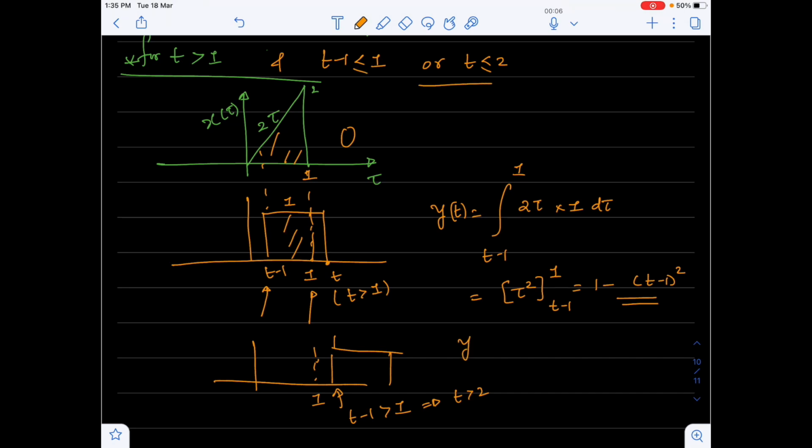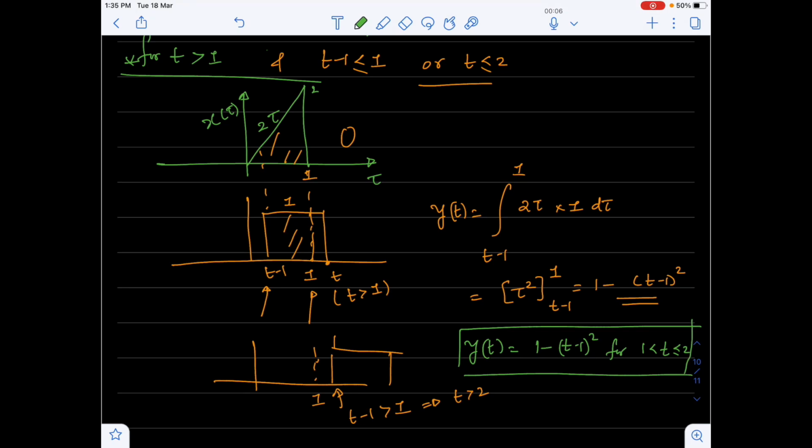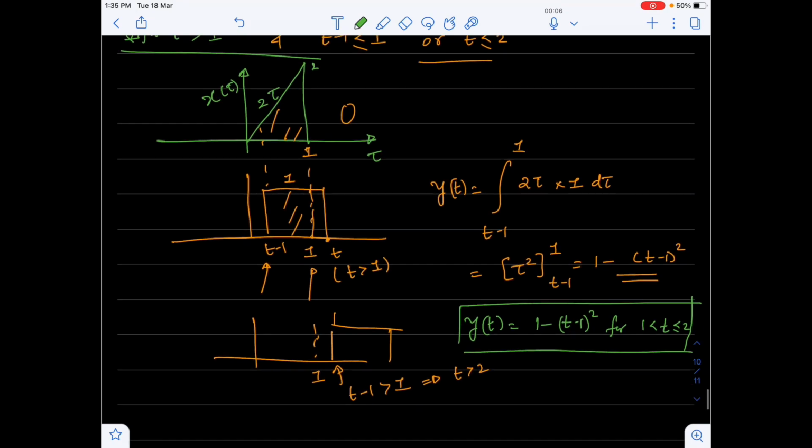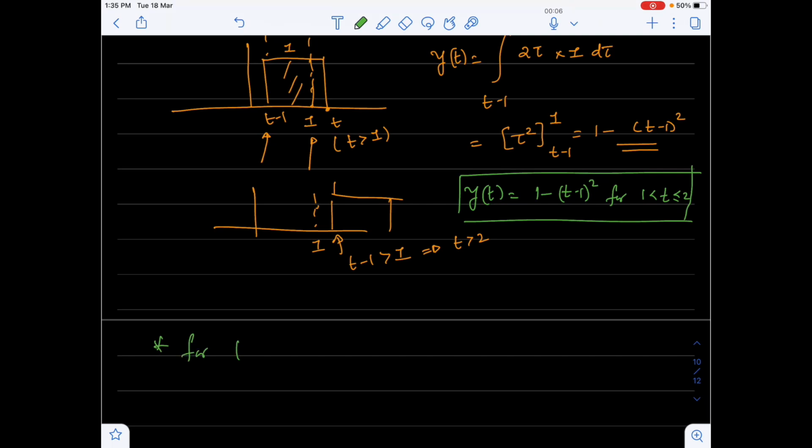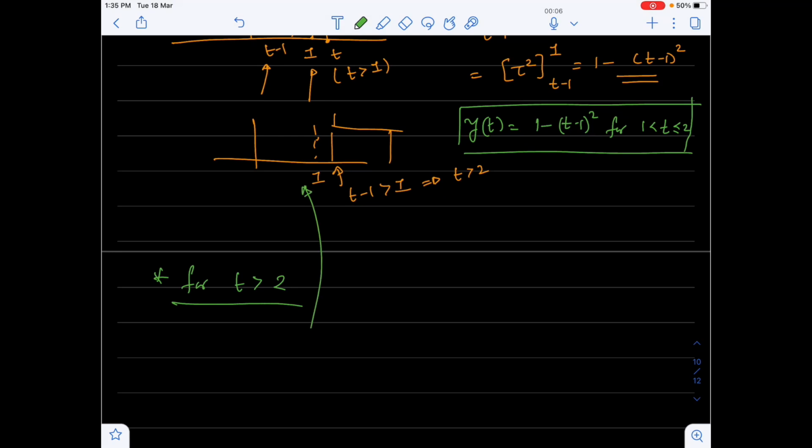So the output y of t will be equal to 1 minus (t minus 1) the square for t greater than 1 and less than 2, that means t is between 1 and 2. So this is our output. I think this is clear. Now it is obvious that for t greater than 2, as I mentioned here, the output y of t will be equal to 0.